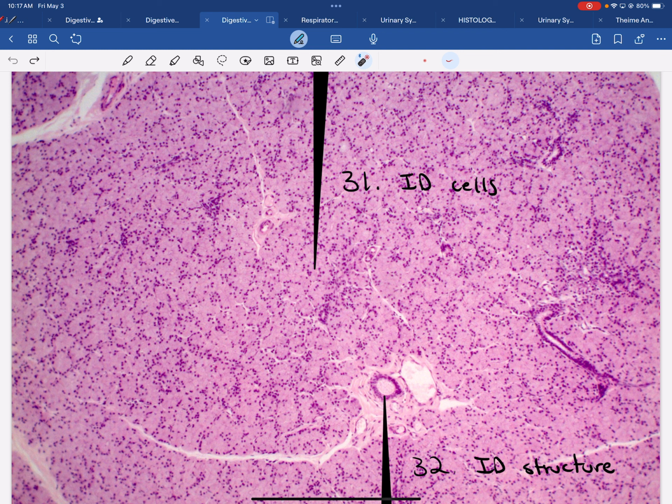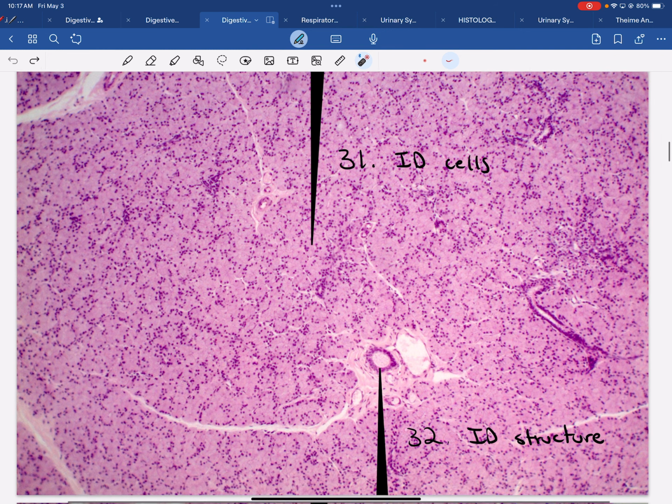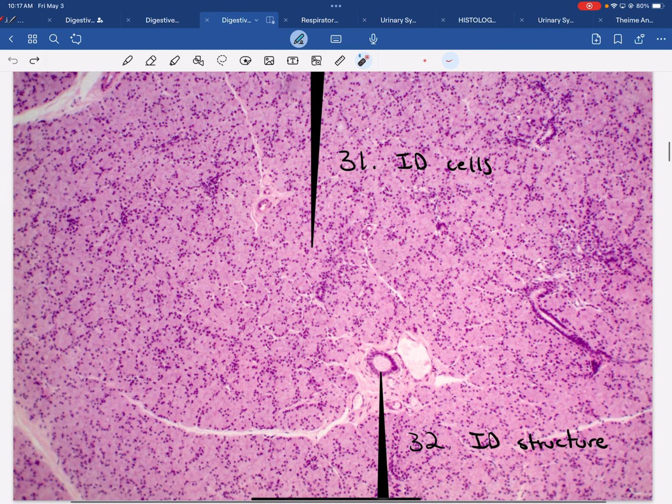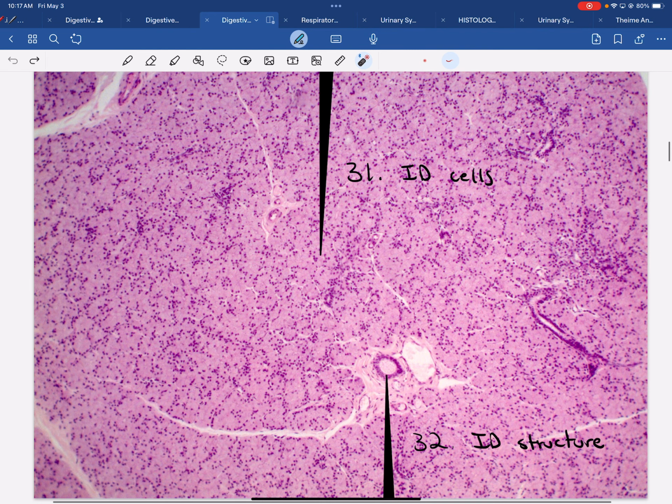Okay, what kind of cells are these? Or which organ is this? Why is it the pancreas? Because there's no lumen and it's not the salivary glands. Okay, how do we know it's not a salivary gland? How about if this were the pancreas, what else should you see?